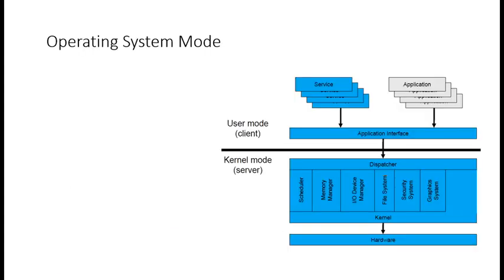Operating system mode is there. You can see that there are two different modes. One is the user mode and the other one is the kernel mode. In the user mode the user application programs will be there, and in the kernel mode, the kernel means the heart of the operating system. So the kernel actually is a server, you can say, and the user is the client here. The user has different services, different application programs to work with, and the kernel has the scheduler, memory manager, IO device manager, file system, security system, graphics system, etc. And the dispatcher is there.